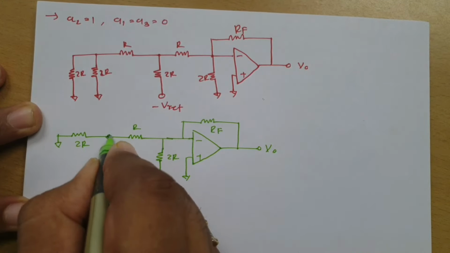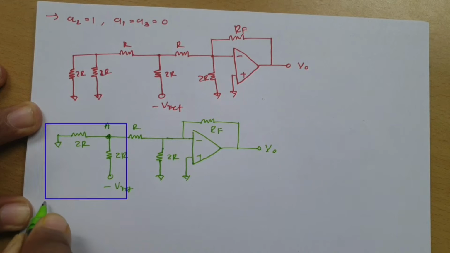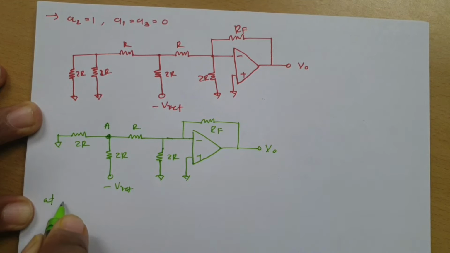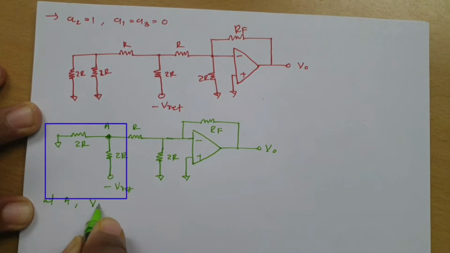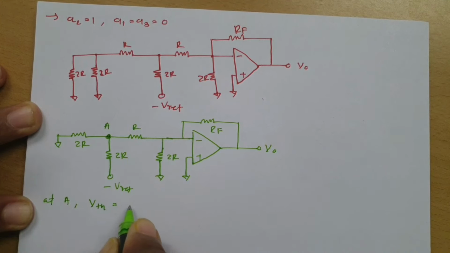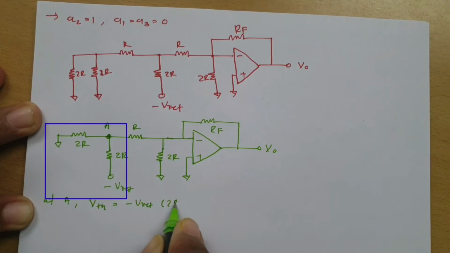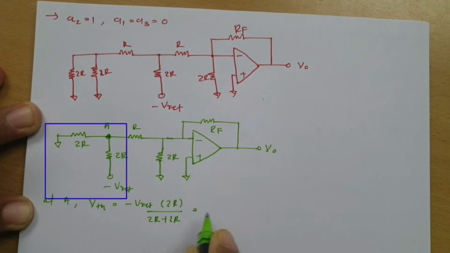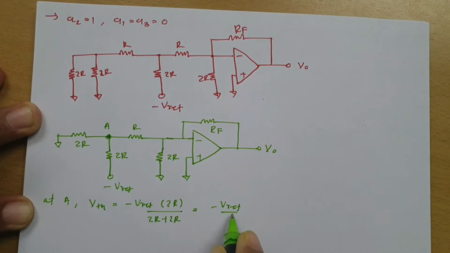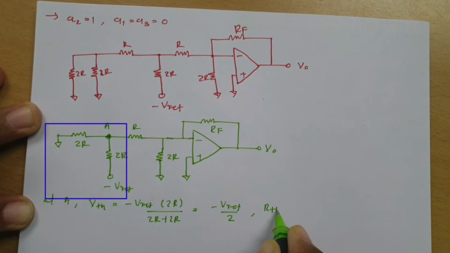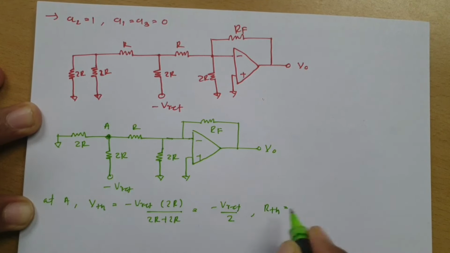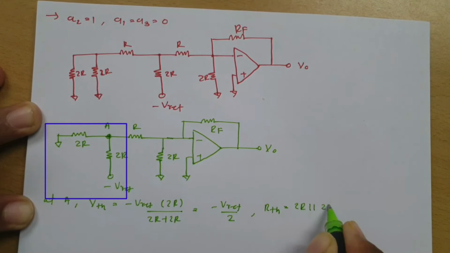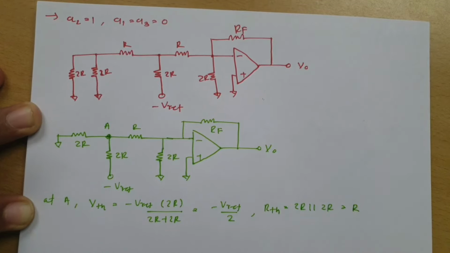So at this terminal, let us say this is node A. So at A, VTH is minus V reference into 2R divided by 2R plus 2R, so that is minus V reference by 2, and RTH is 2R parallel 2R, so that is R.